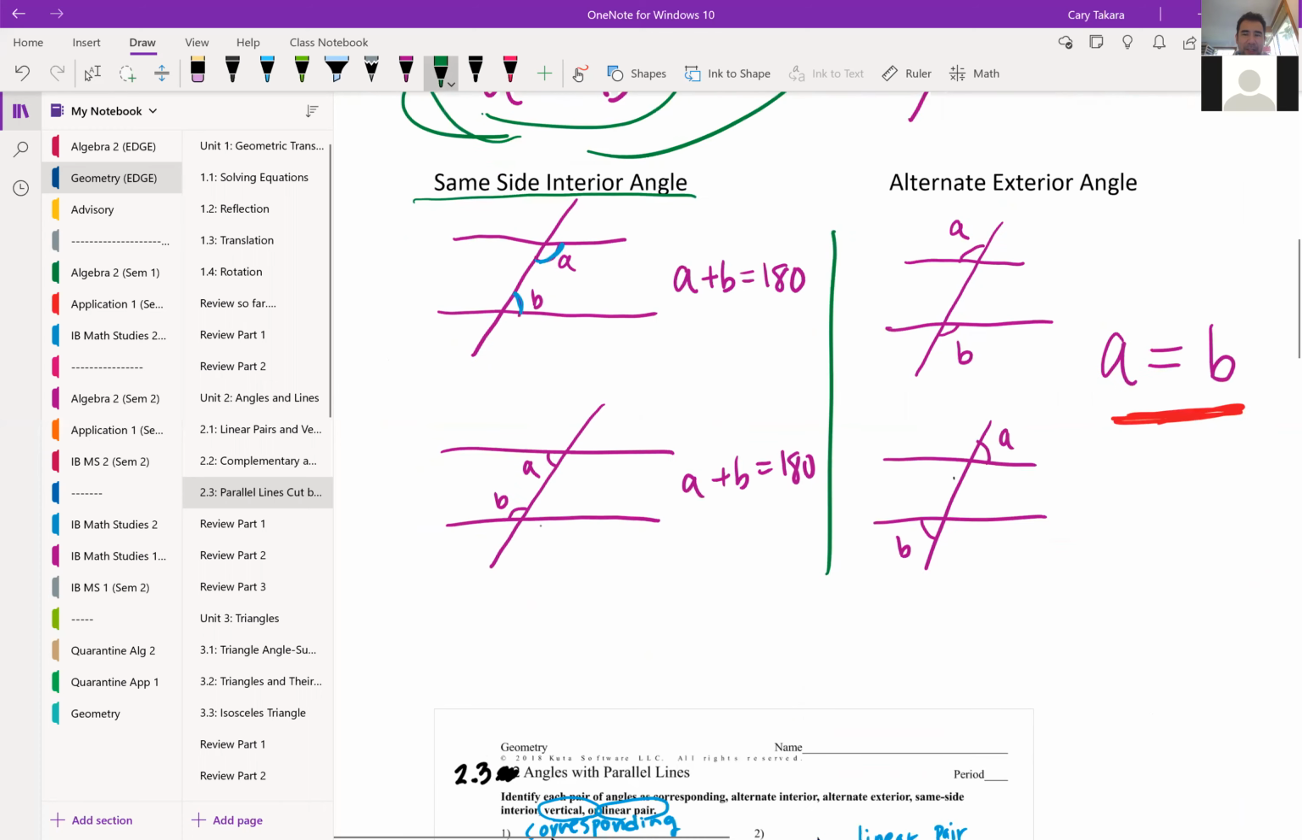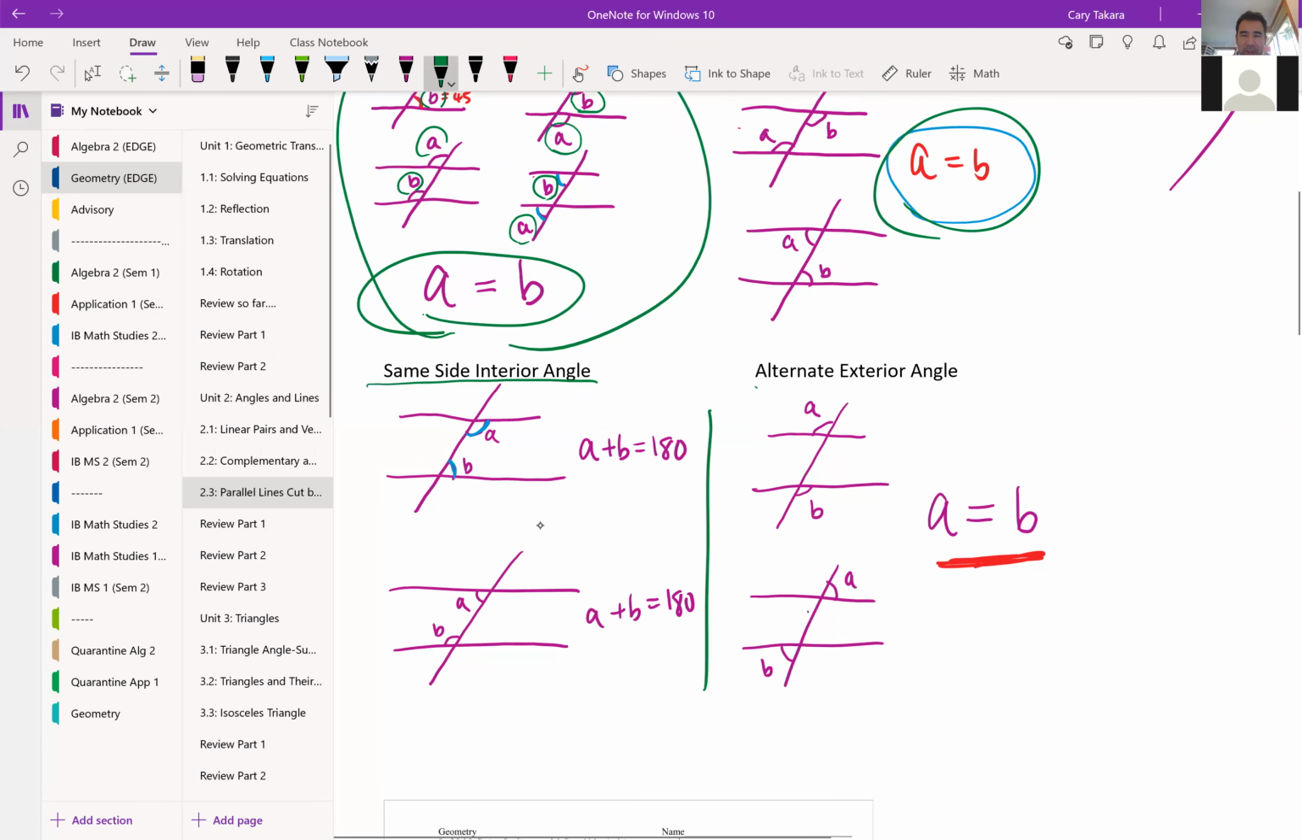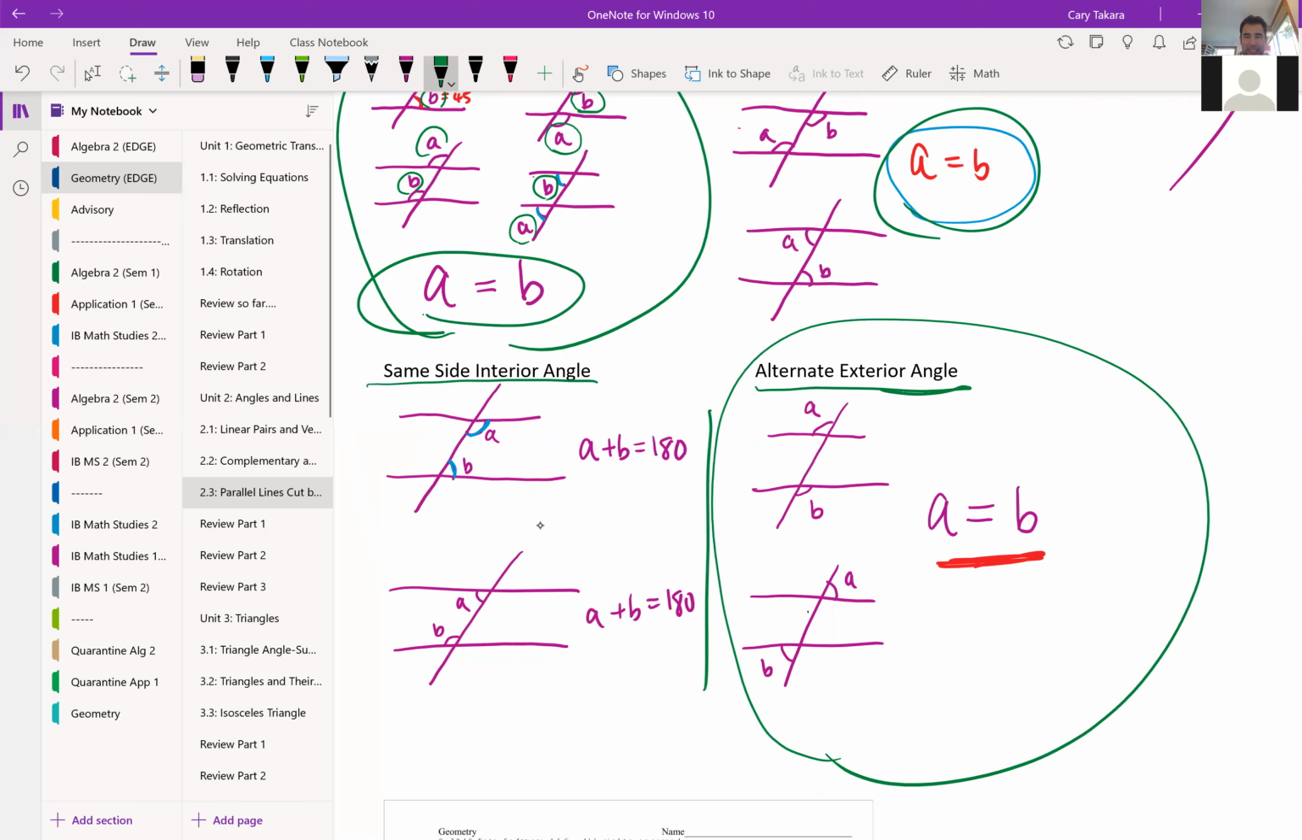And then there's another one. The last one is alternate exterior angle. Do you see that? Now, do you recognize it? Exterior, they are all outside. A and B are all outside of the parallel lines. And then one is on the left, one is on the right. So that's alternate exterior angle.